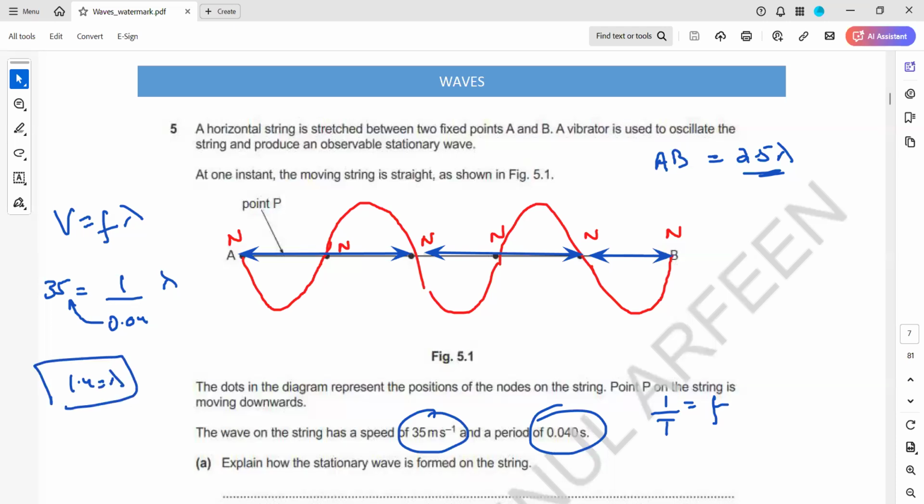But the question was to determine the distance between A and B. Between A and B, in terms of the wavelength, the distance is 2.5 wavelengths. The wavelength is 1.4. So 2.5 times 1.4. What is the length of this string, or the distance from A to B? It is equal to 3.5 meters. Yes. Is it clear?